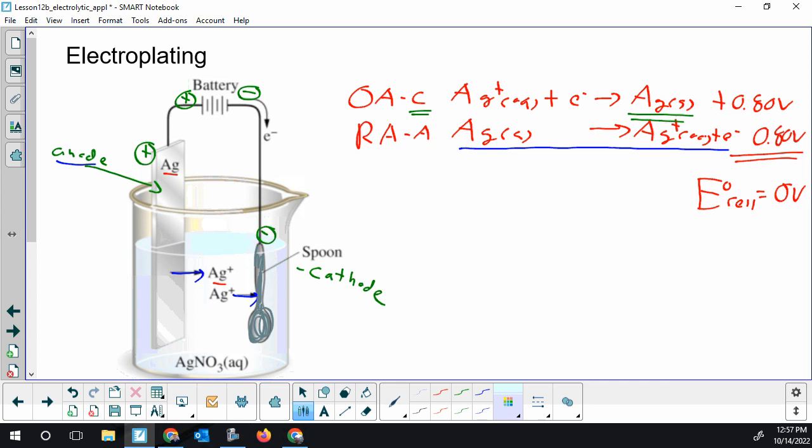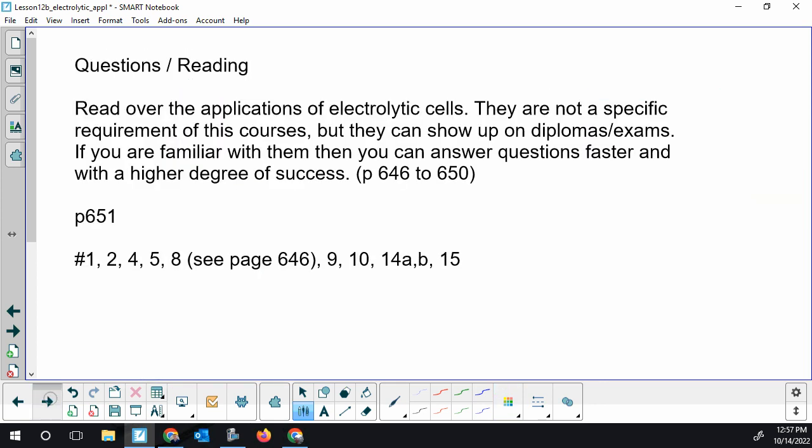So we looked at the chlor-alkali process. We looked at electroplating. They're both non-spontaneous. One happened to have that one anomaly you have to be familiar with. So that's most of the electrochem unit. You're going to practice shortly.